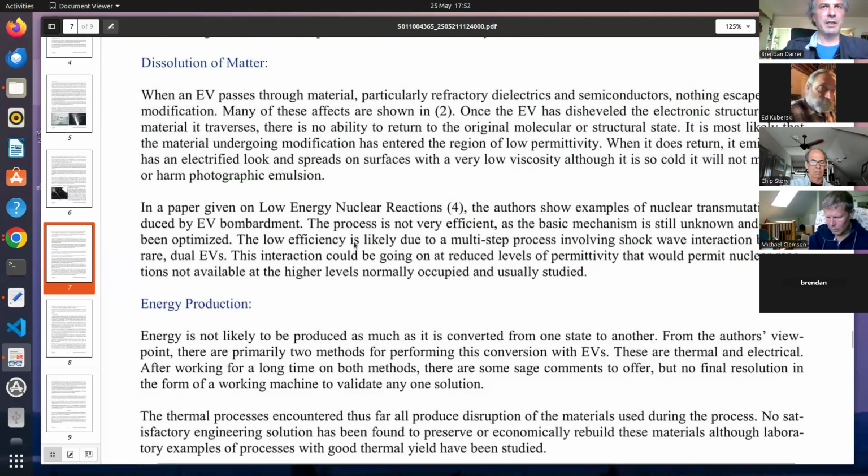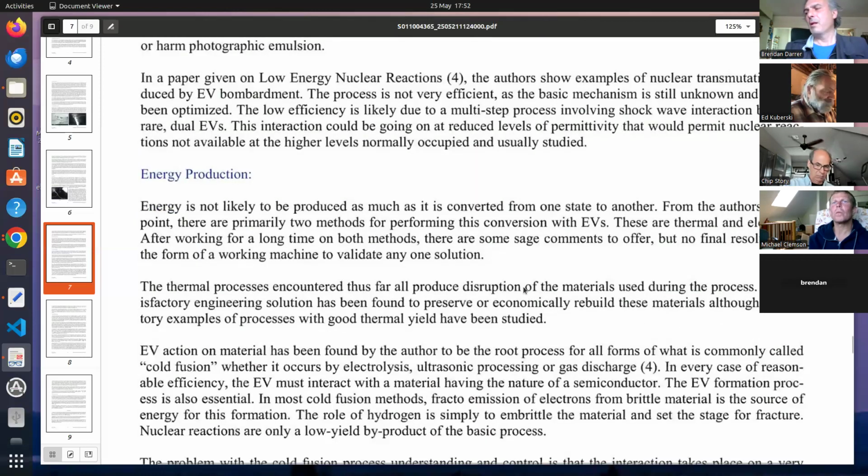The low efficiency is likely due to a multi-step process involving shock wave interaction between rare dual EVs. This interaction could be going on at reduced levels of permittivity and will permit nuclear reactions not available at the higher levels normally occupied and usually studied. That's a pretty important sentence there, too.